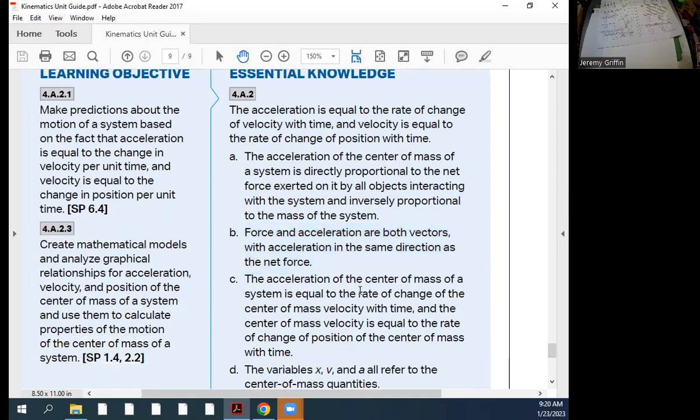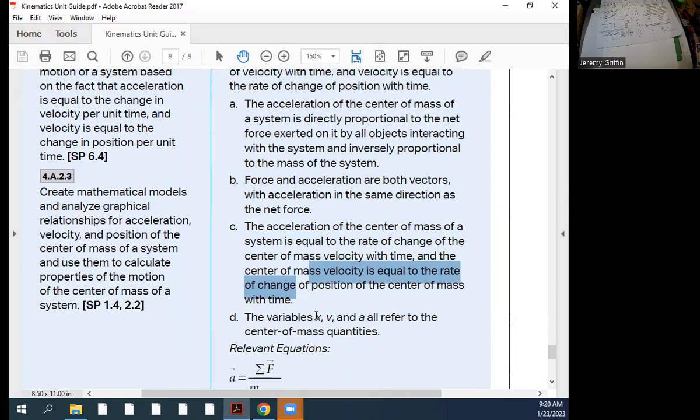The acceleration of the center of mass is equal to the rate of change of velocity with respect to time. I said that already. And the center of mass velocity is equal to the rate of change of position with respect to time. We've got x, v, and a, and they all refer to center of mass quantities.